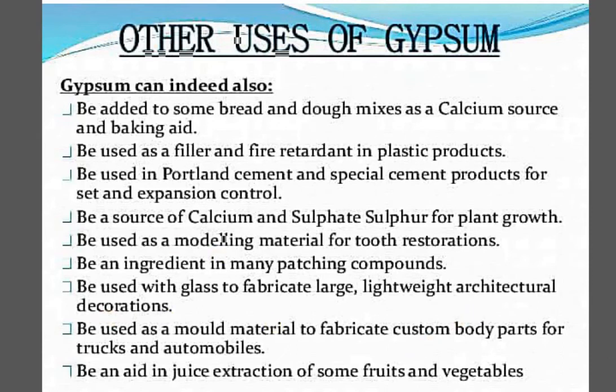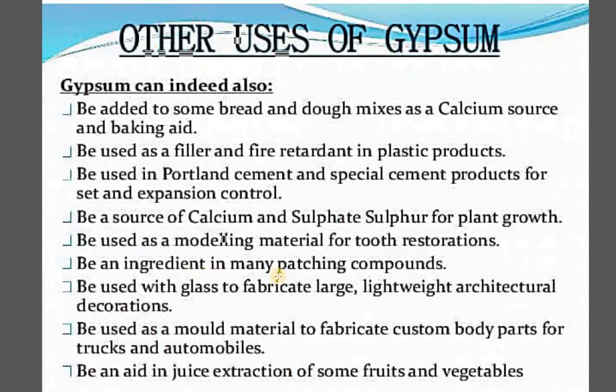Some can be added to bread and dough mixes as a calcium source and baking aid, but it all depends upon its concentration, how much we are using. It can be used as a filler and fire retardant in plastic products. It can be used in Portland cement and special cement products for set and expansion control. It can be a source of calcium and sulfur for plant growth. It can be used as a modeling material for tooth restorations.